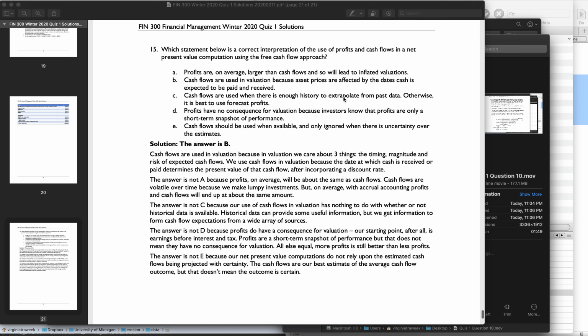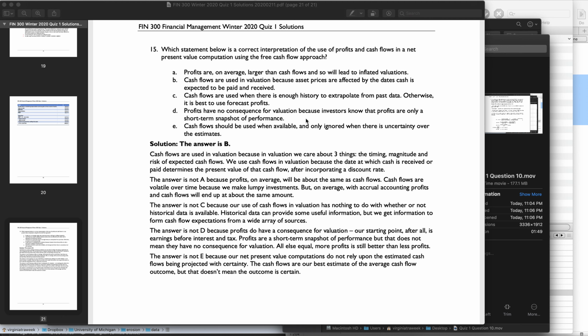Cash flows are used when there's enough data or enough history to extrapolate from past data. Otherwise, it's better to use forecast profits. I mean, we're forecasting all of this anyway, so you're forecasting cash flows and profits. That's clearly not right.